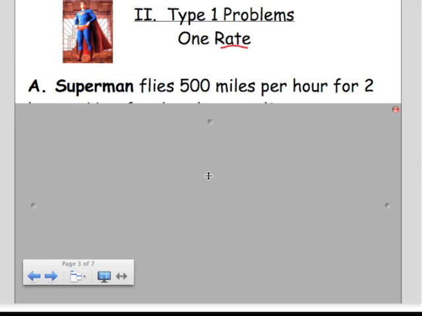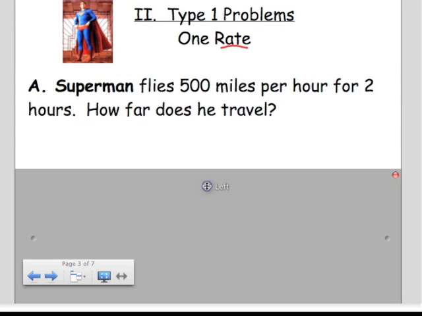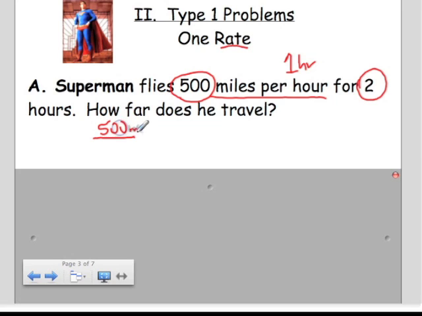So, first example. Superman flies 500 miles per hour for 2 hours. How far does he travel? So the information I see here is 500 miles per hour, so I know that means per 1 hour, for 2 hours. How far does he travel? So I need to write a proportion for this. Should be just one proportion, which has 500 miles over 1 hour, because he goes 500 miles per hour, is equal to x miles over 2 hours. We want to know how many miles he goes in 2 hours.